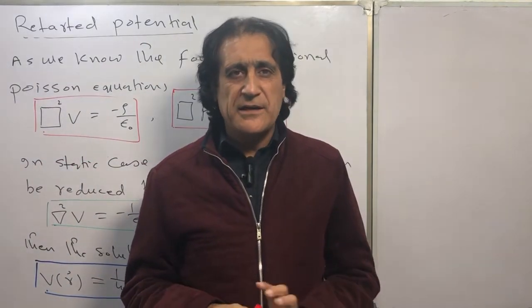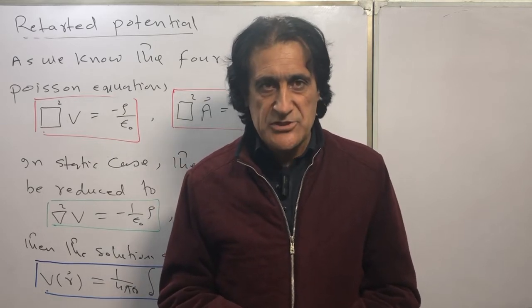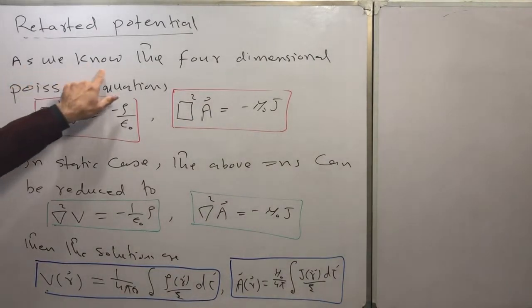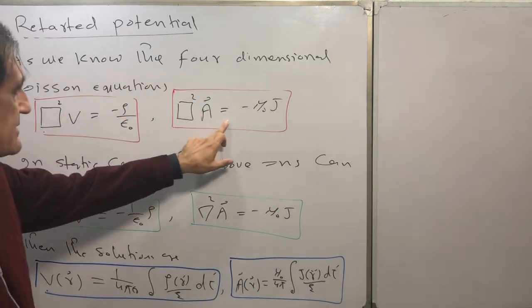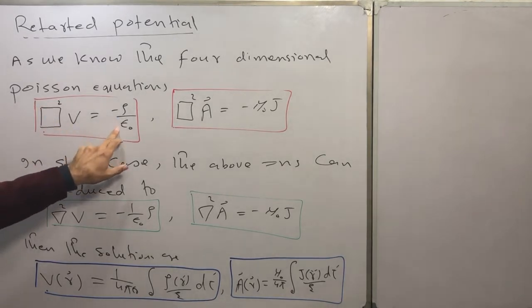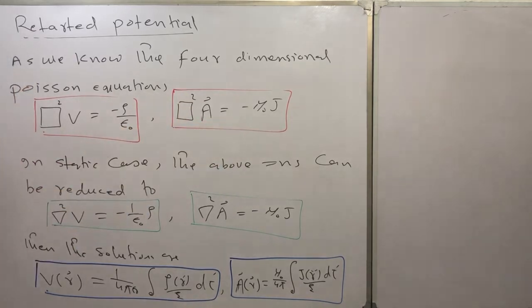What is retarded potential? Before discussing the retarded potential, I want to discuss something. As we know, the four-dimension Poisson equation. We know about this equation and this equation. These are two Poisson equations in four dimensions. D'Alembert square V is equal to this, and D'Alembert square A is equal to this.